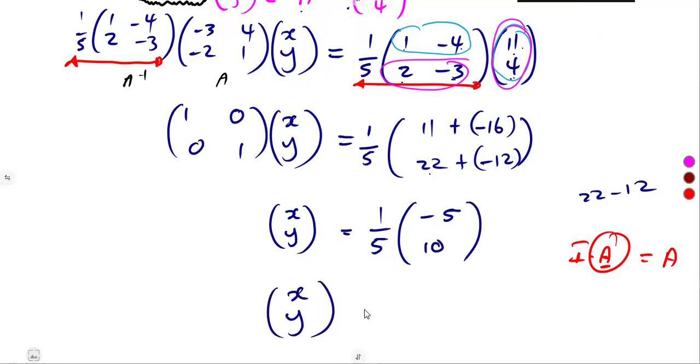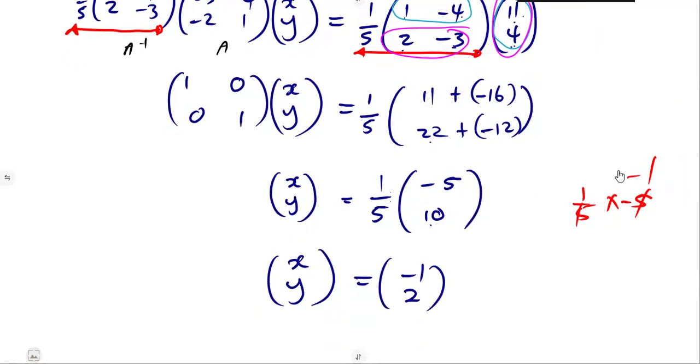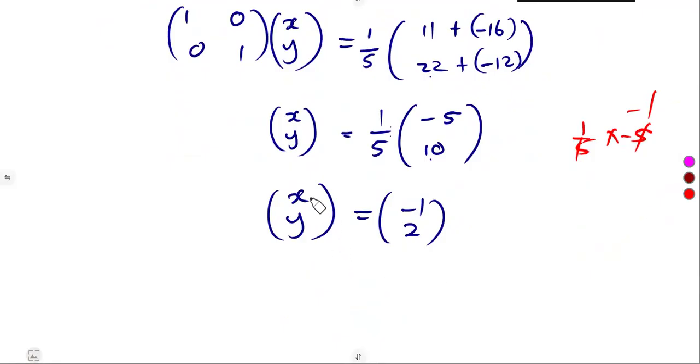[x; y] is equal to 1 over 5. You multiply the scalar now inside. The scalar must multiply everything that we see here. So that's 1 over 5 times -5, which gives us -1. And 1 over 5 times 10 gives us a 2. So this is what we're going to have. We have got the values of x and y. So x corresponds to -1, and the y value corresponds to 2.